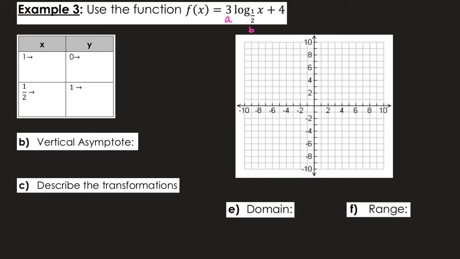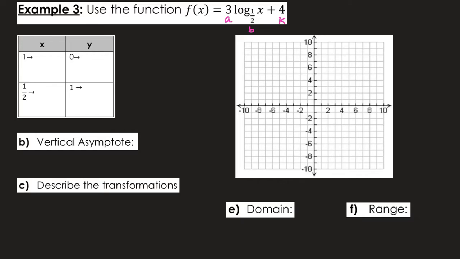Now notice the plus 4 is not inside of a set of parentheses with the x, so this plus 4 is actually going to be a k. If it was an h, then the h would be with the x inside a set of parentheses, and that would kind of set it apart from the k. So just keep that in mind.